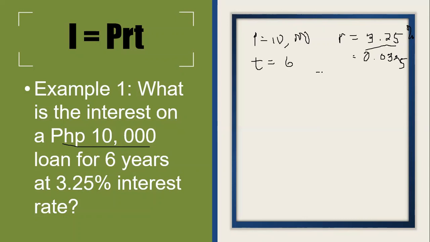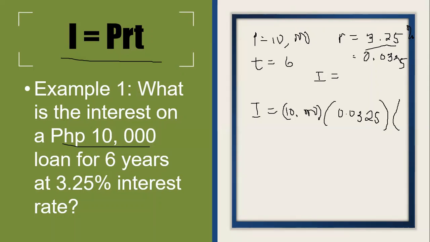Ang nawawala po is the I or the simple interest. So the formula, I equals P multiplied by R multiplied by T. Substitute po natin: we have our P which is 10,000, multiplied by R, our rate of 3.25% converted to decimal form, 0.0325. Again, to convert that, 3.25% divided by 100. And then multiplied by T or the time, 6 years. Multiply mo lang po lahat.